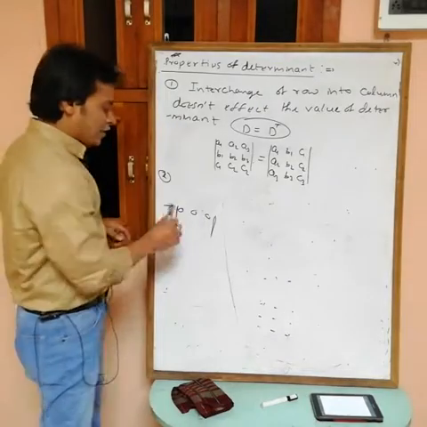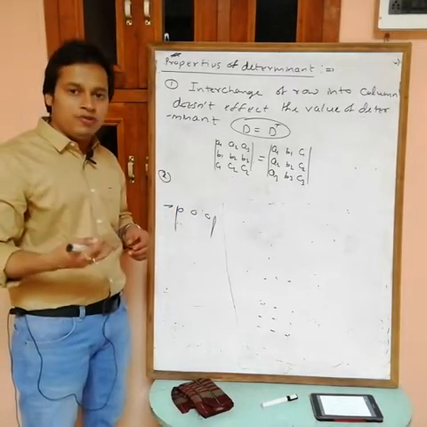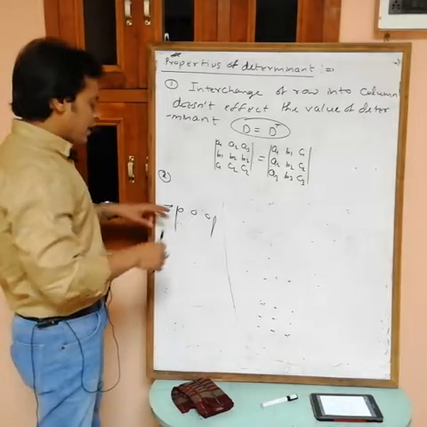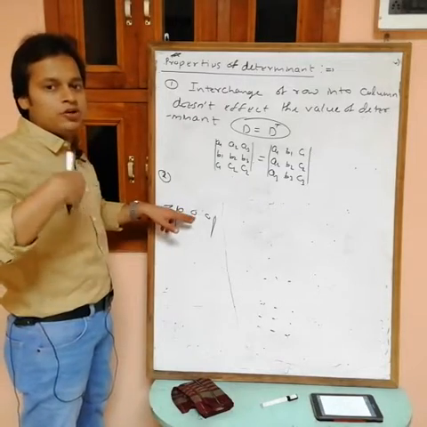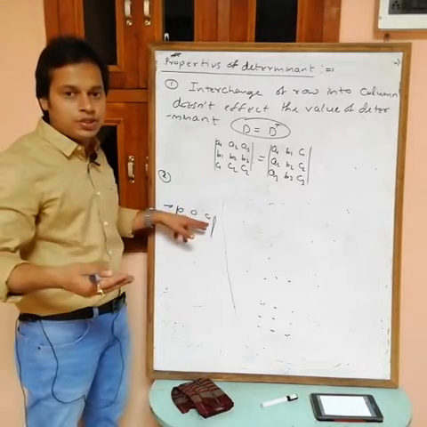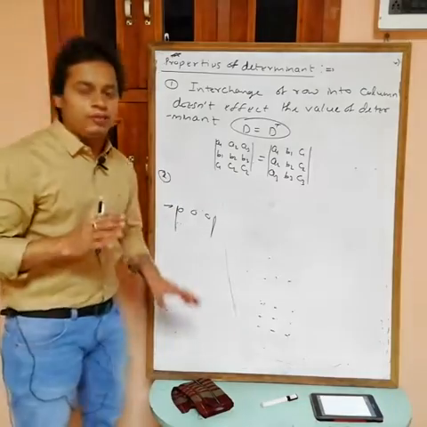If you are choosing R1, R2 or R3, you will always get the same value, right? If you are choosing R1, then 0 into anything is 0, plus 0 into anything is 0, plus 0 into anything is 0. So obviously you will get the value of the determinant as 0.